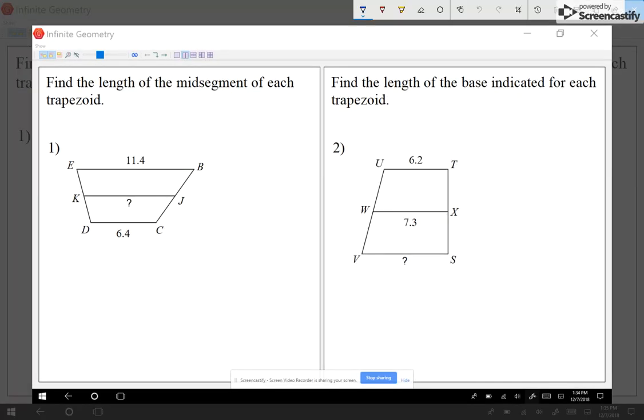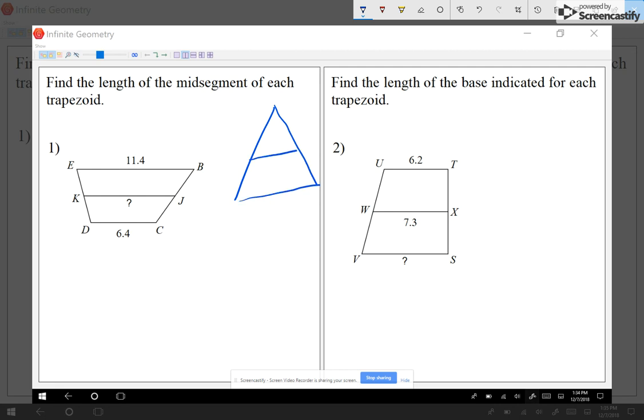Hi guys, so for today we're looking at trapezoid mid-segment. If we break the word trapezoid, we know what trapezoid is. Mid-segment, you guys are familiar with the triangle mid-segment. Remember back in the days, as far as last week, we used to do a mid-segment.